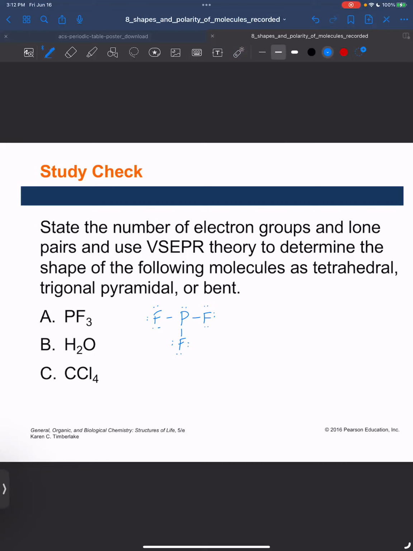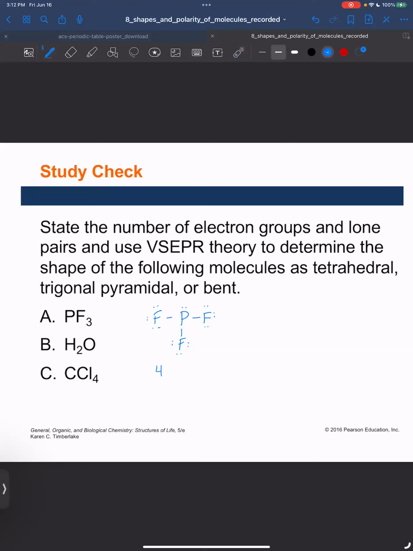And please, by all means, check your work with me. And then if it's not lining up, then email me with questions and we can work on deriving Lewis structures during a one-on-one session together. But for right now, hopefully you derived phosphorus trifluoride. It looks like this.